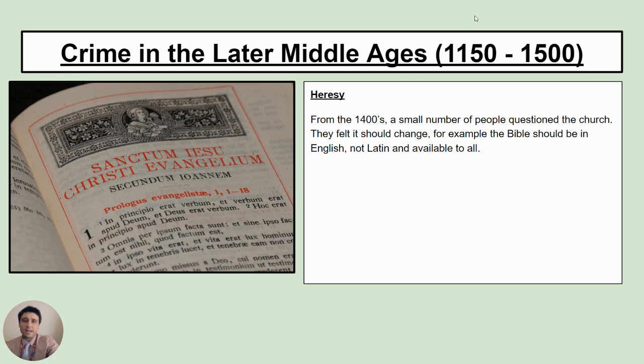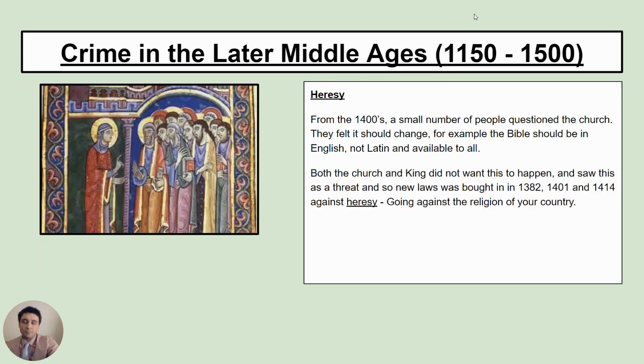They said, well, hang on a minute, the Bible shouldn't be in Latin. The Bible should be in English. We should all be able to read the Bible. It shouldn't just be locked up away in the church. Now, both the church and the king saw this growing group of people as a threat.